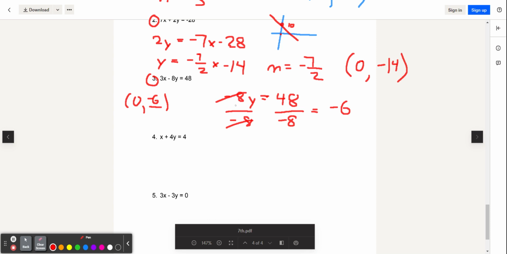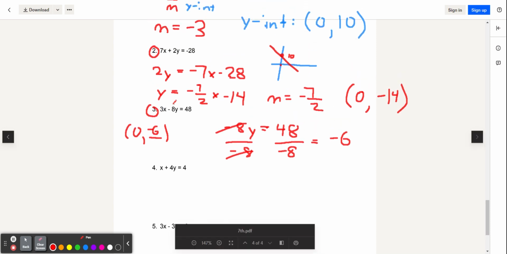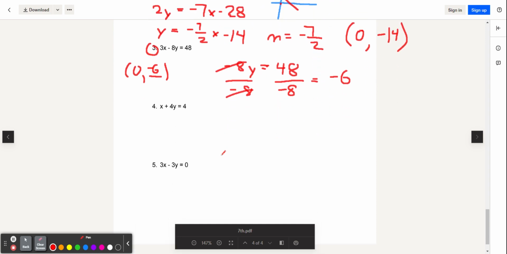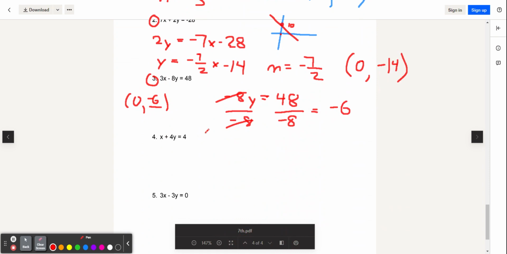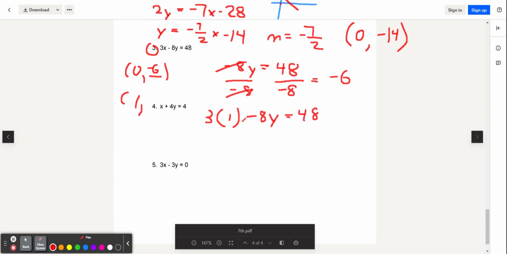As for the slope, this is a little bit more tricky. In fact, I would almost suggest you just do the equation conversion method in order to find both at the same time. If we want to try just plugging in points to solve for the slope, then we simply need to find another point so we can do what we did up here. Let's plug in 1 for x, since we know that 0, -6 is one of our points. If we plug in 1, we'll get 3 times 1 minus 8y equals 48.